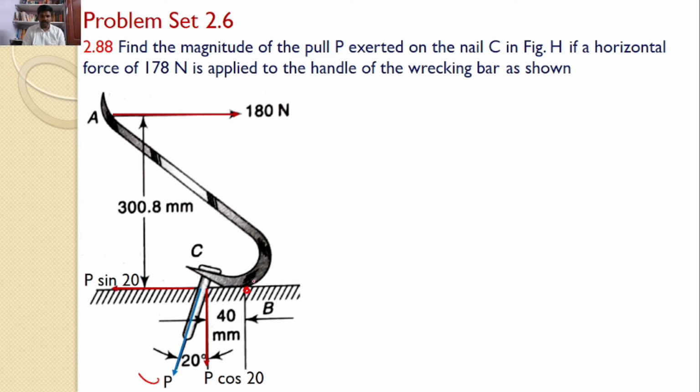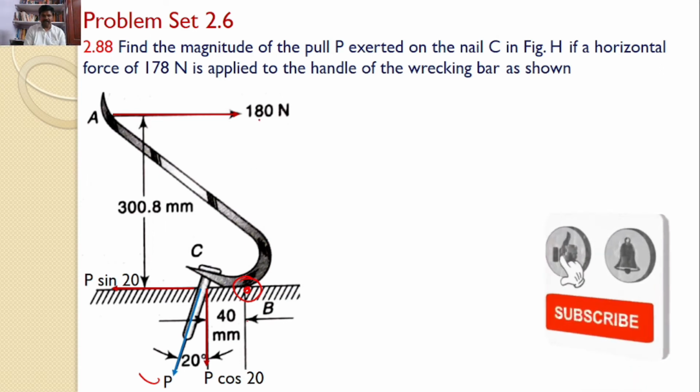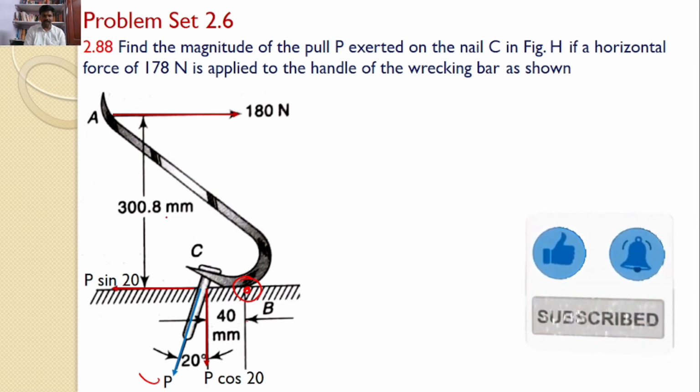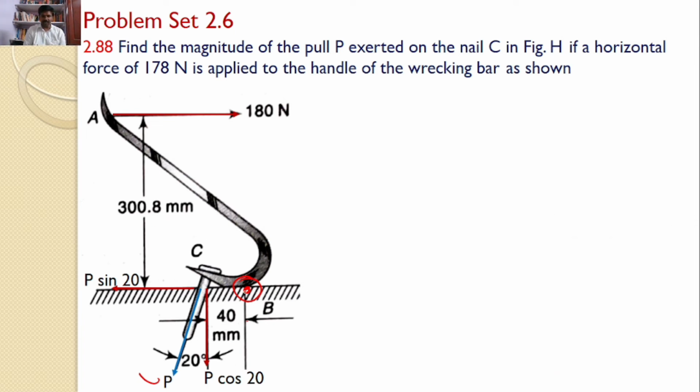Now, I can take the moments about the point B, which is directly in contact with the floor. Now, P sin 20 is passing through the point and will not introduce any moment. So P cos 20 will introduce a moment in the counterclockwise direction, and 180 newtons will create a moment in the clockwise direction. To find these moments, I require the distances also. So P cos 20 is at a distance of 40 from B, clearly we can see, and 180 newtons is at a distance of 300.8 mm from this point.